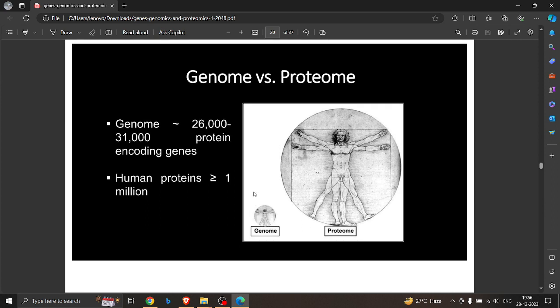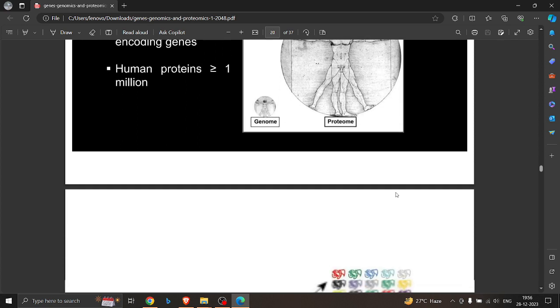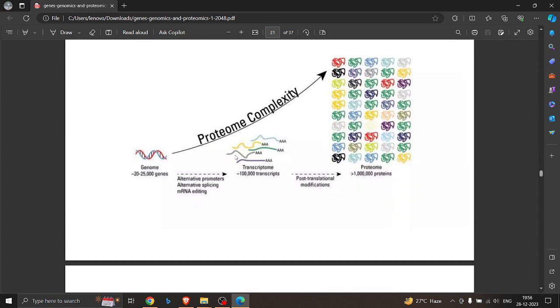So if you see the genome versus the proteome, the image illustrates here: the genome has 26,000 to 31,000 protein-encoding genes, while human proteins number less than 1 million. So this is the proteome complexity which this image illustrates. You can see the graph here.